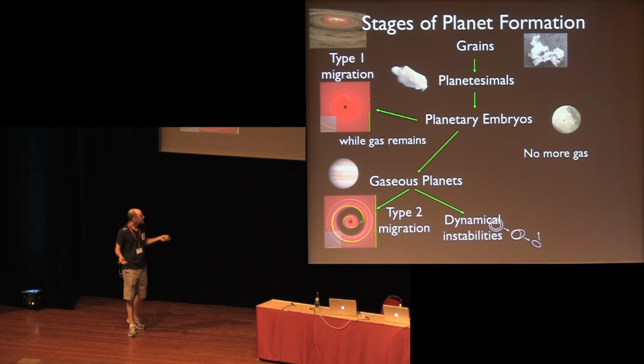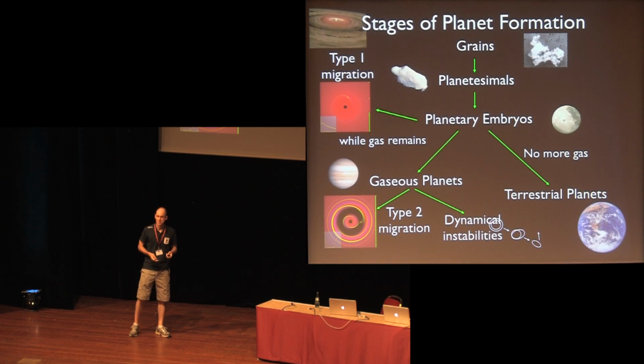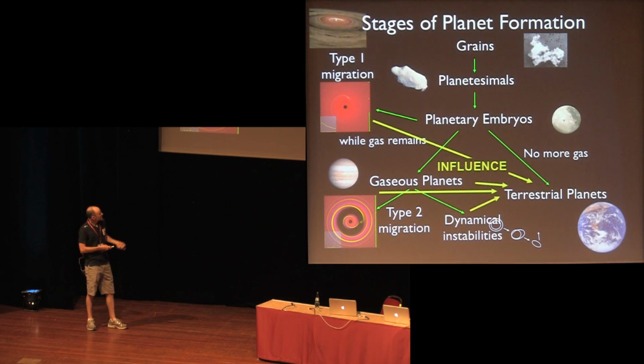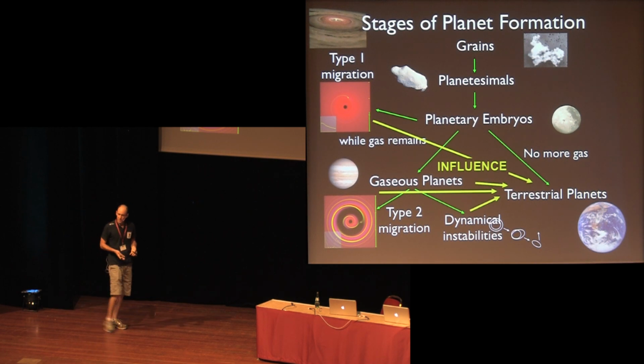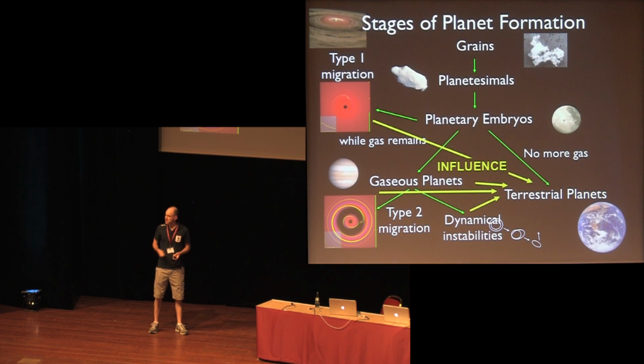And also, once the gas is gone, we have the final assembly of any remnant planetary embryos and planetesimals into terrestrial planets. So there's a lot of things going on, and lots of these things influence the terrestrial planets that we're going to talk about. I'm not going to be able to cover everything completely, but I'll touch on a lot of different aspects of this during the talk.